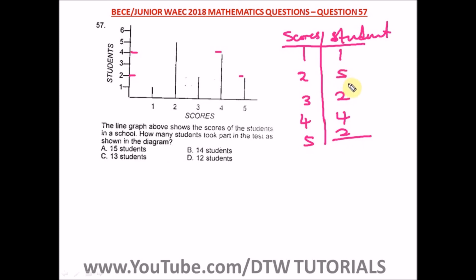So 1 plus 5 is what? 6. And 6 plus 2 is 8. 8 plus 4 is 12, and 12 plus 2 is 14. So we have a total number of 14 students that took part in the test. And our right option here is option B.